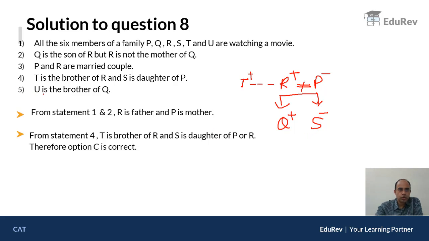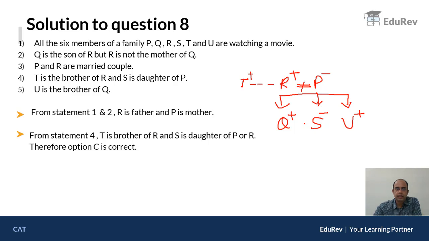And the last statement says U is the brother of Q. That means R and P have got one more child, and that is U, the brother of Q. That means a plus sign. It means Q, S, and U are siblings. Fine. The question was, how is T related to S? We are observing that T is the brother of R and S is the daughter of R. That means T is the uncle of S.